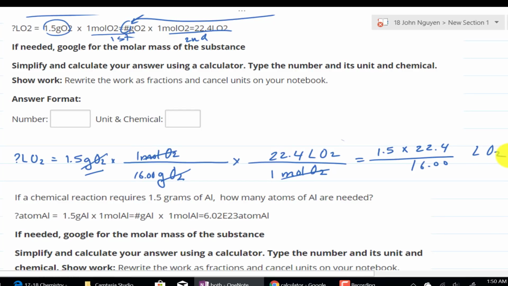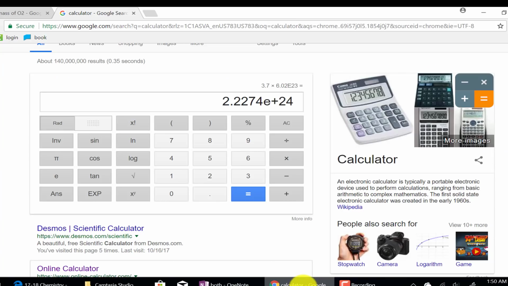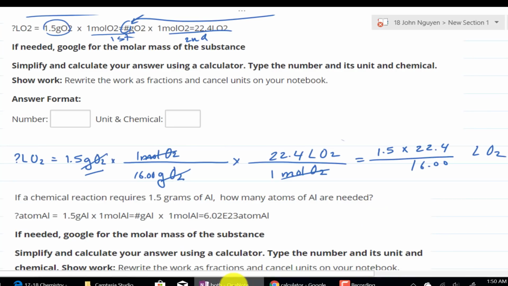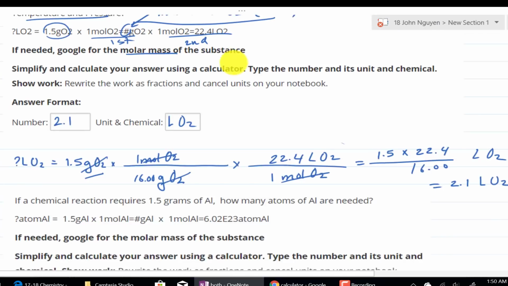So let's plug into a calculator. 1.5 times 22.4 divided by 16, and that gave us 2.1 liter. So our final answer is 2.1 liter of O2. So we plug this in here, 2.1, and this is liter of O2. Isn't that easy? So again, we have to Google for the molar mass because we use the conversion factor that involves molar mass, whereas the other problem, we don't have to.